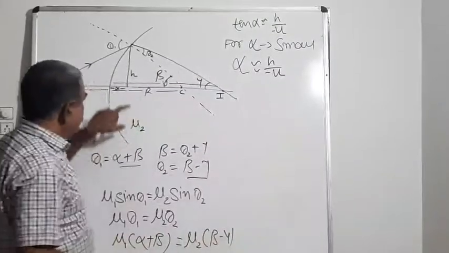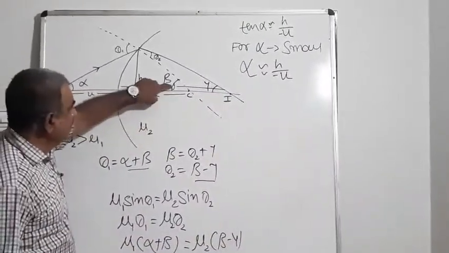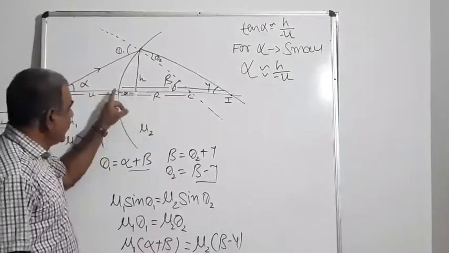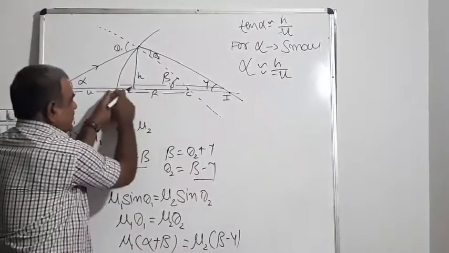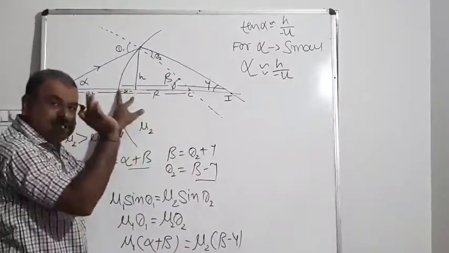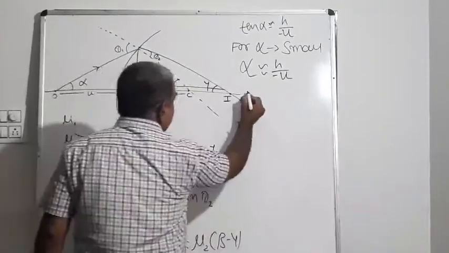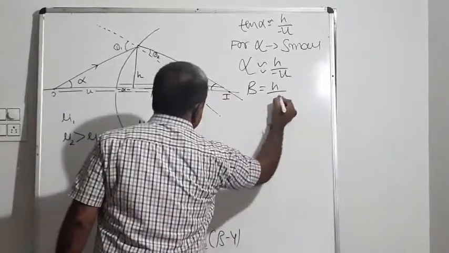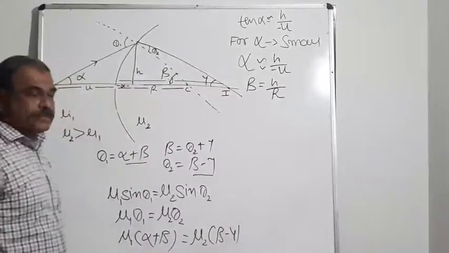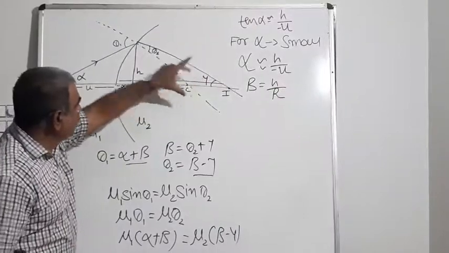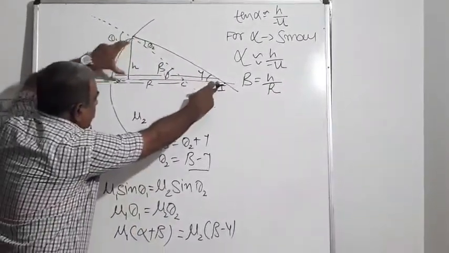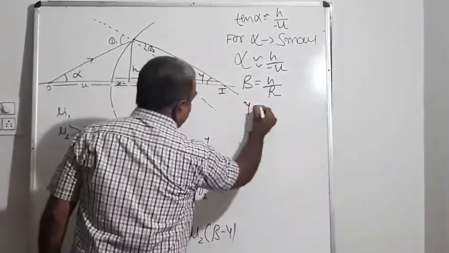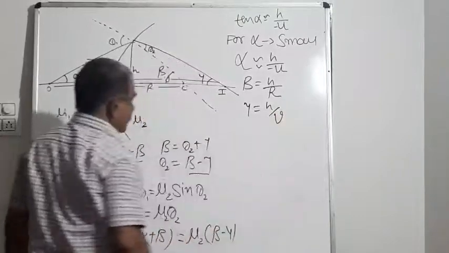minus of u. Now I am writing directly the ratio. Similarly, beta will be approximately h by r. It should be r minus x, because r is up to here, but as we have discussed, this x is negligible. So what we can write down directly? Beta equals h by r. Same way, gamma is h by v. Again it is v minus x, but this is negligible. So gamma is equal to h by v.